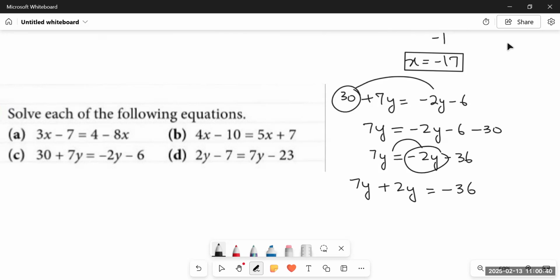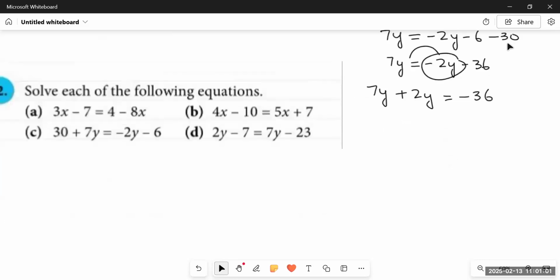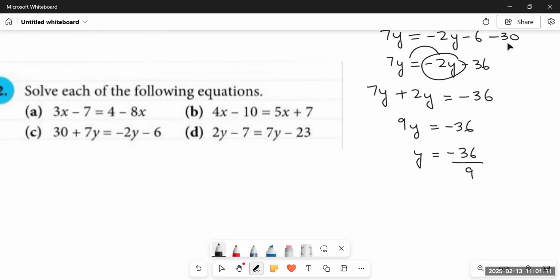You just have to focus that the signs of those numbers are changing, which we are shifting from positive to negative. That is, if they are getting added on one side, they are getting subtracted on the other side. If they are getting subtracted on one side, they are getting added to the other side. That is what is happening over here. Then we will add 7y and 2y, so it would be 9y is equals to minus 36. Then y is equals to minus 36 upon 9. 9 ones are 9, 9 fours are 36. So your final answer would be y is equals to minus 4.